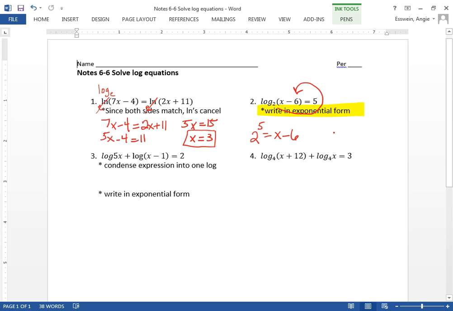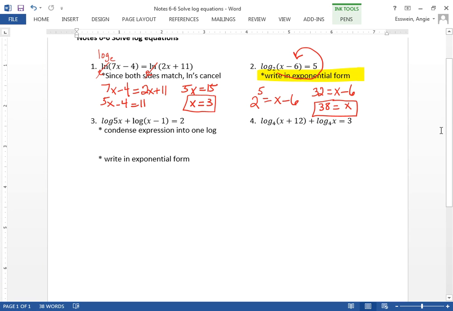What disappeared when I did that? The log function totally disappears when you write it in exponential form. That's why that's what you want to do, because otherwise you're not going to be able to solve for x. So now it's a very simple 2 to the 5th power is 32. You could use your calculator if you have to. Add 6 to each side. And 38 is what will work there.